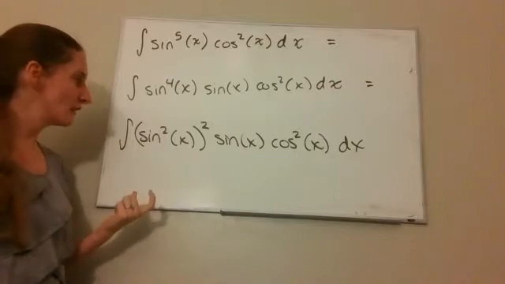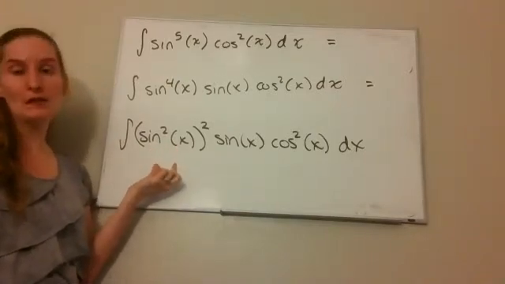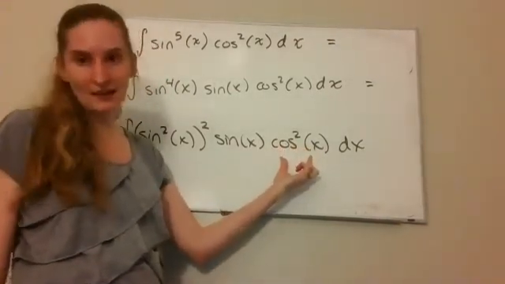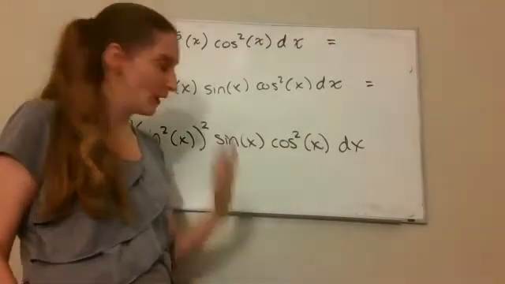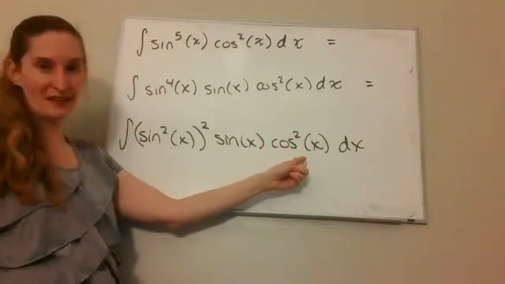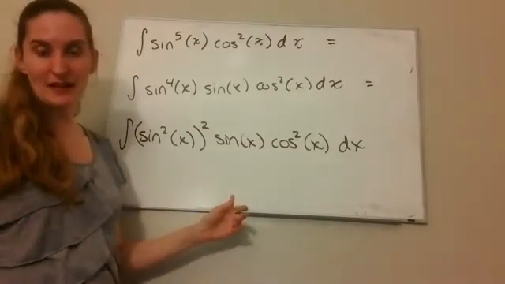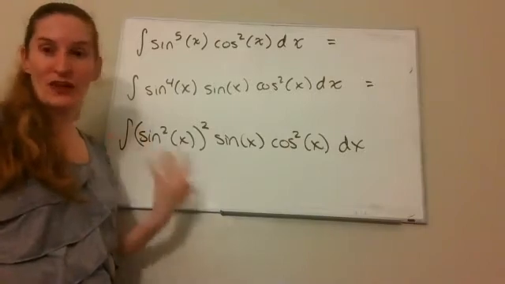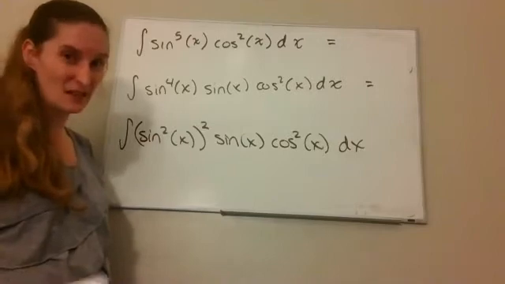We have a choice. I can either change this sine squared into 1 minus cosine squared, or I can turn this cosine squared into 1 minus sine squared. Now, one of those is by far the better choice. If I turned this cosine squared into sine squareds, then everything in my whole problem has sines in it. So if I chose u equals sine, my du would involve a cosine, and I wouldn't even have a cosine anymore in the problem. That's an issue.